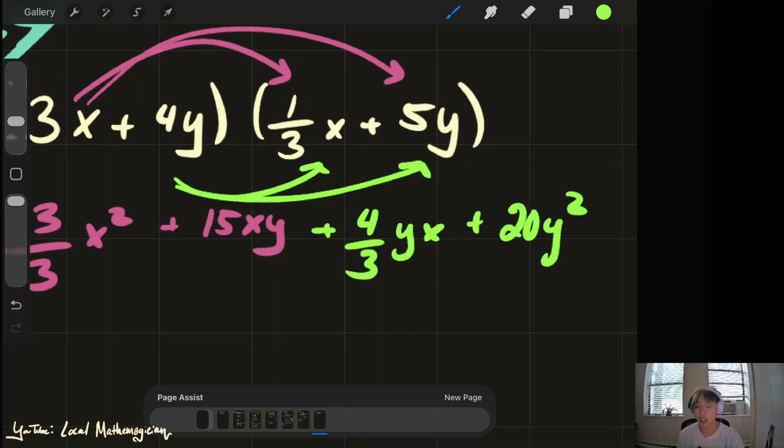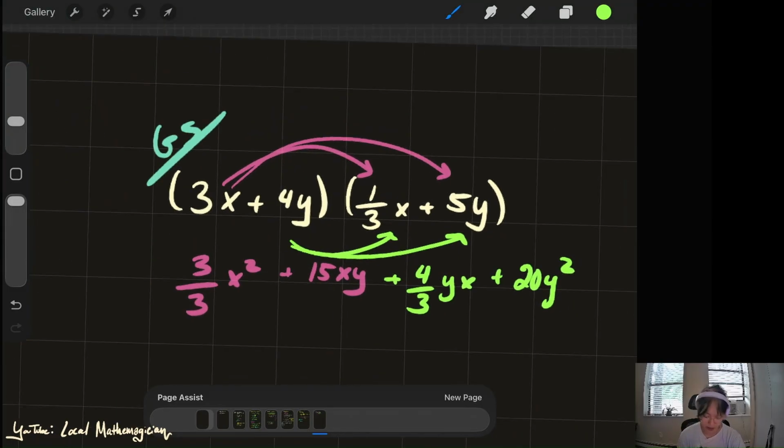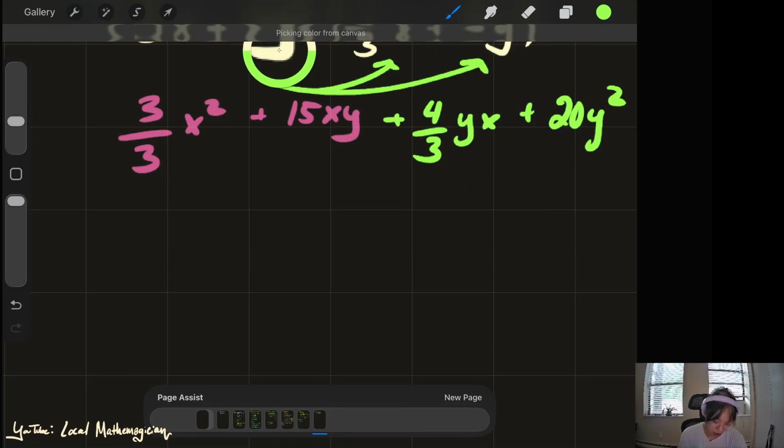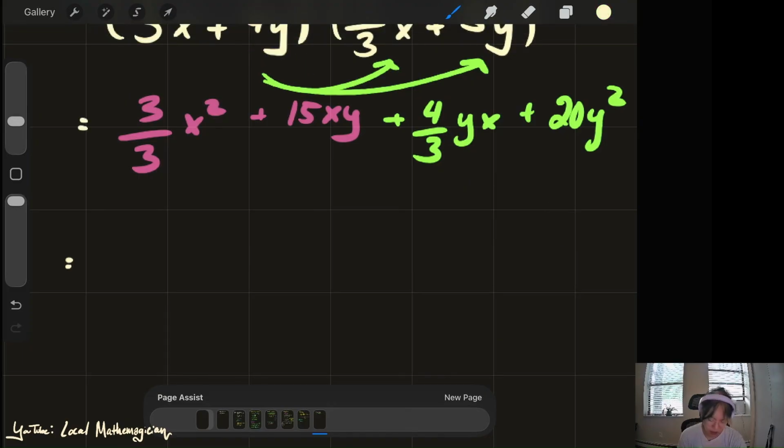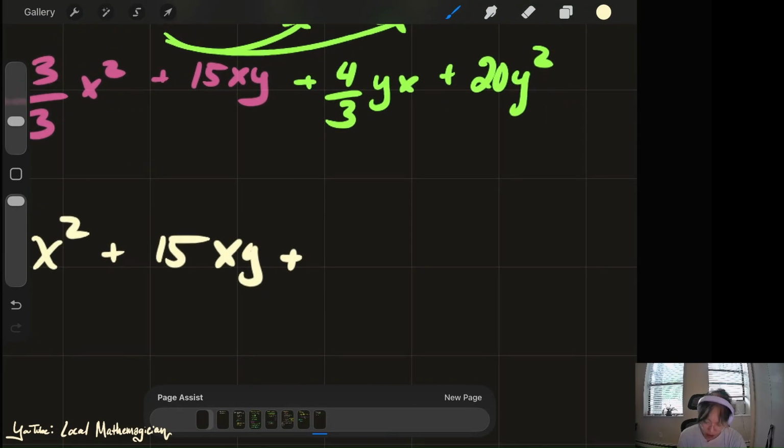If you got stuck here, and I didn't mess up, if I messed up, please comment or let me know. If you got stuck here, please slow down, go back to it, and just get very confident with distribution, okay? And then from here, I'm going to simplify because some of the bits are a little funky looking. 3/3 is just 1, so x squared plus 15xy plus, and I'm going to rewrite this as xy as well instead of yx. They are the same, but I'll show you why it's nice to have it written in the other order in a second.